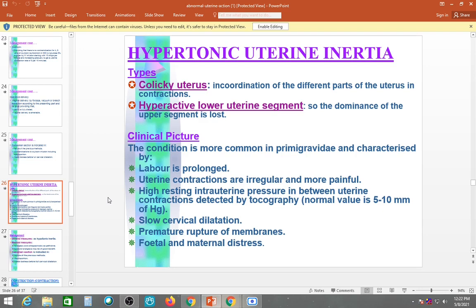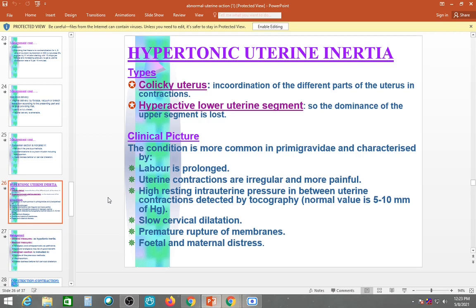Premature rupture of the membrane. Premature rupture of the membrane means the membrane will rupture, causing fetal and maternal distress. Why fetal and maternal distress? Fetal, because of strong contractions maybe in the lower segment, but there will be no way out, because of those contractions.